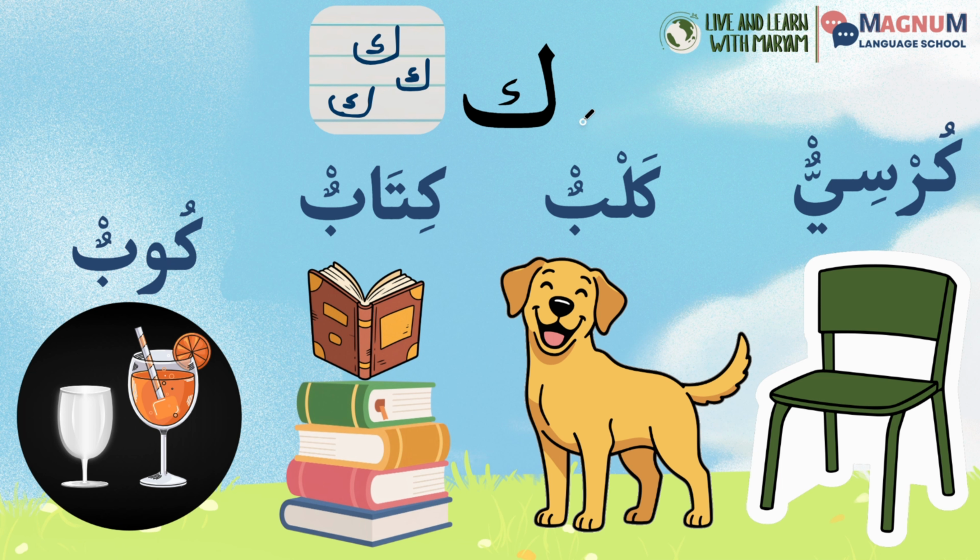Okay, let's repeat. Kaaf for Kursiyun means chair. Kaaf for Kalbun means dog. Kaaf for Kitabun means book. Kaaf for Kubun means glass.